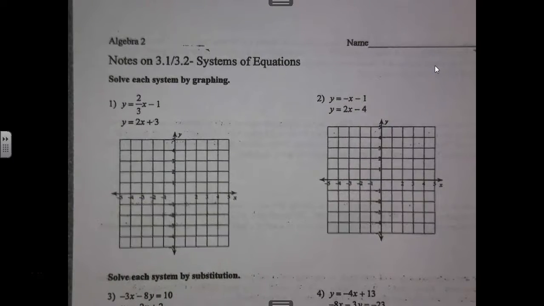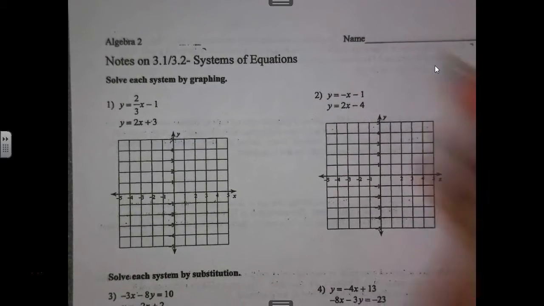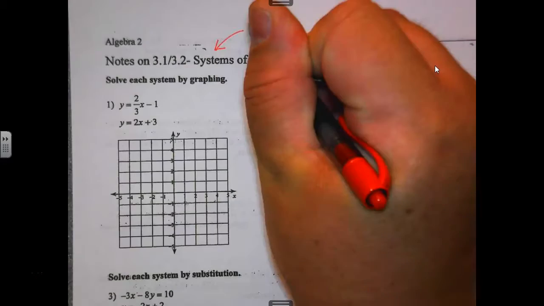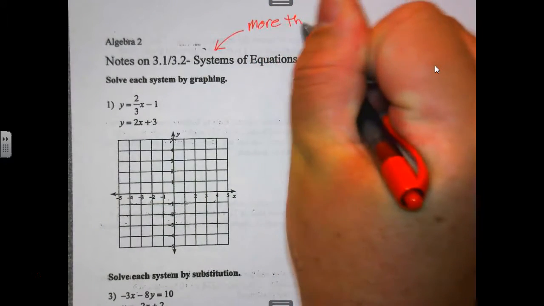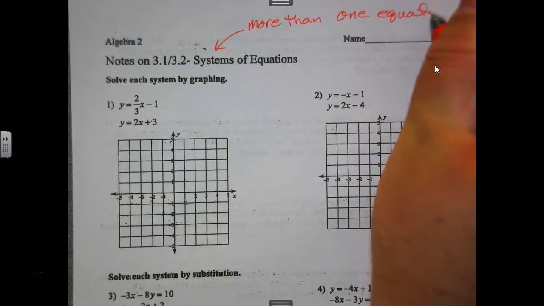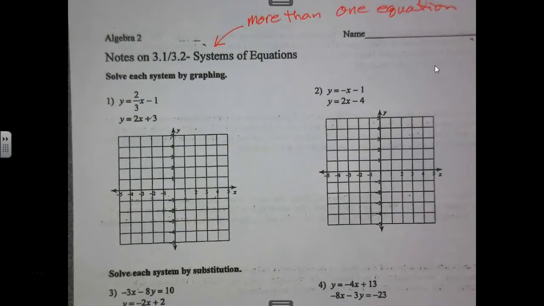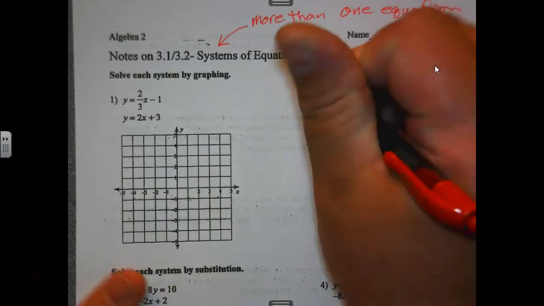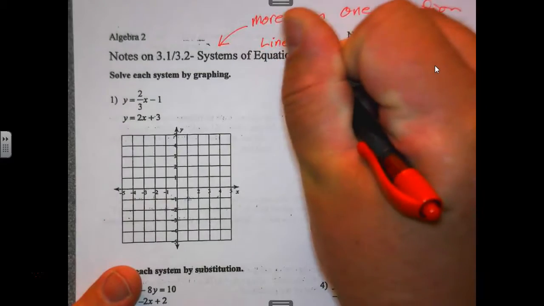What is a system? When you think of systems, it's more than one, right? But what type of equations are we dealing with here? What kind of figure do you get when you graph these equations? A line. These are linear equations. A line, right?